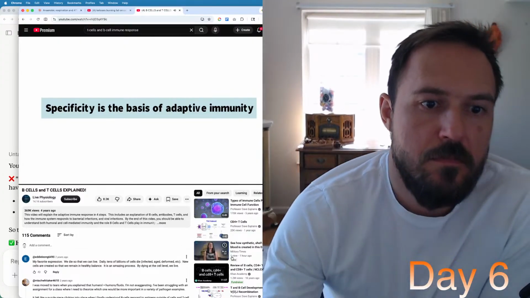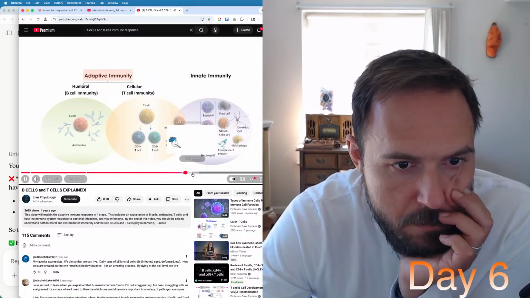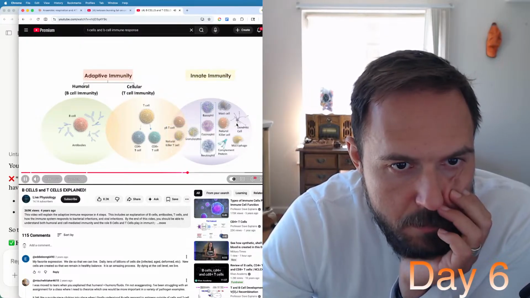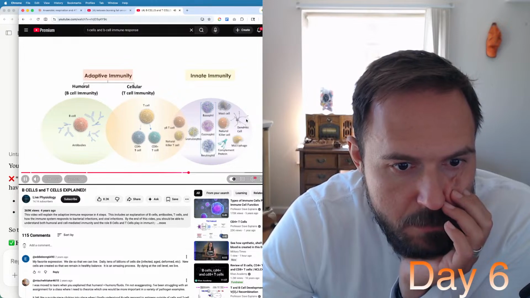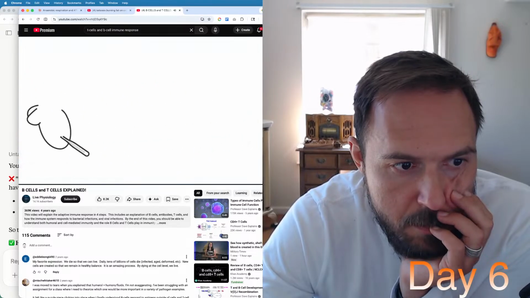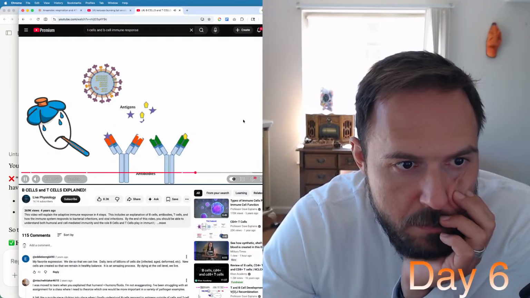Specificity is the basis of adaptive immunity. As previously mentioned, adaptive immunity is often a more effective response at containing an infection than innate immunity. This is because adaptive immunity is specific. What this means is that adaptive immunity is focused on one specific type of pathogen. For example, if a person is infected with a strain of the flu, the antibodies that protect from that infection are specific only to that one strain of the flu.